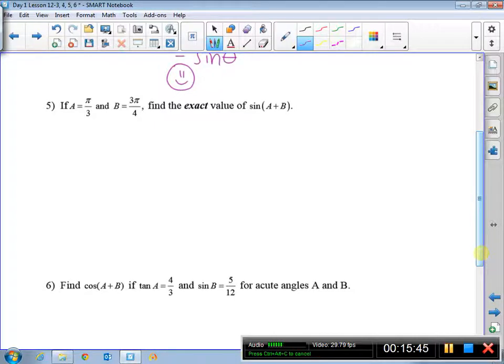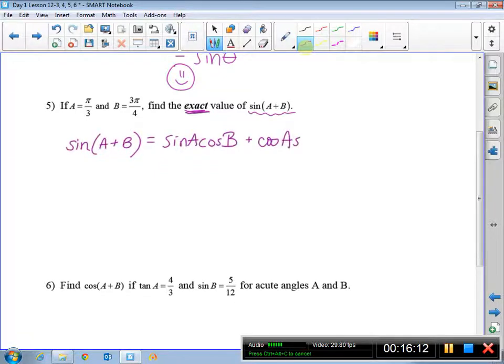Let's throw some radians in. So if angle A is pi over 3 and angle B is 3 pi over 4, find the exact value of the sine of A plus B. So sine of A plus B, write the formula: sine A cos B plus cos A sine B.